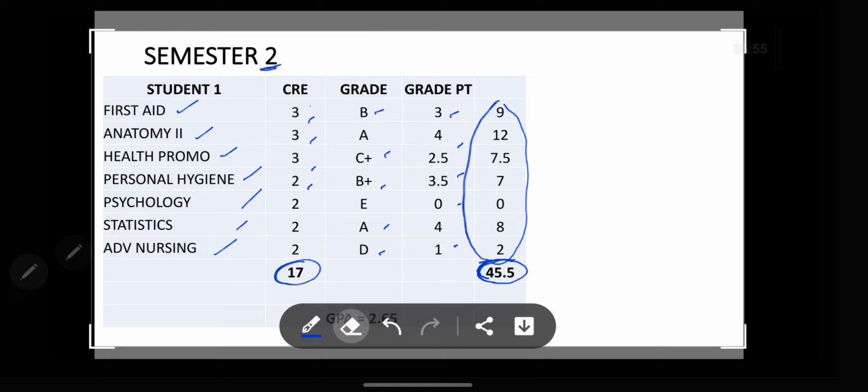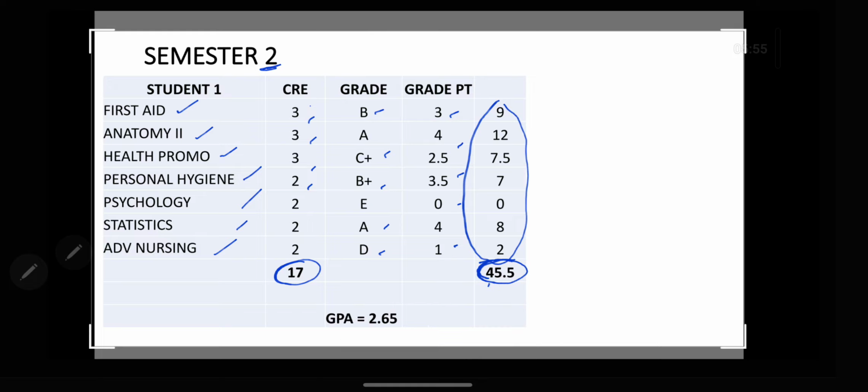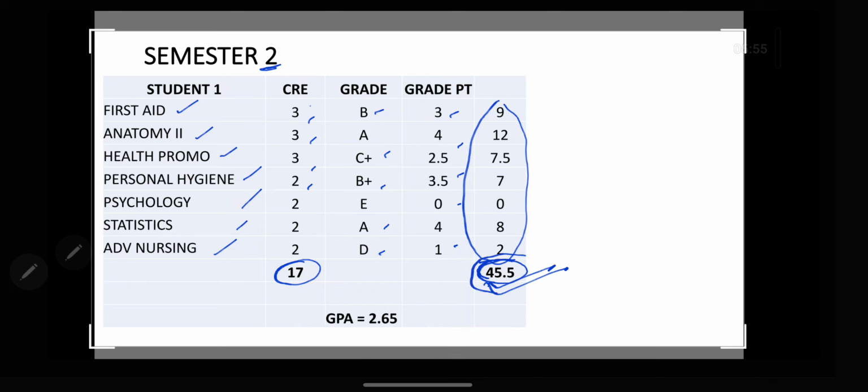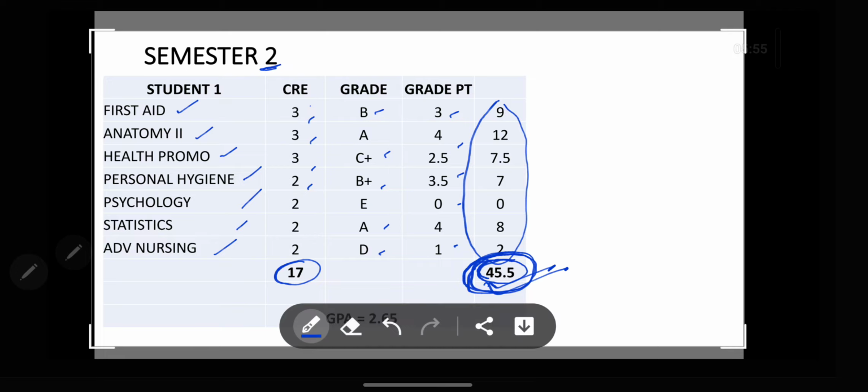Remember that the student has a total score. In finding the cumulative GPA, this figure is very important. Unfortunately, a lot of the time when you receive your results, you check the grades and you don't check the total score here. But that is very important, that you need to calculate your CGPA.